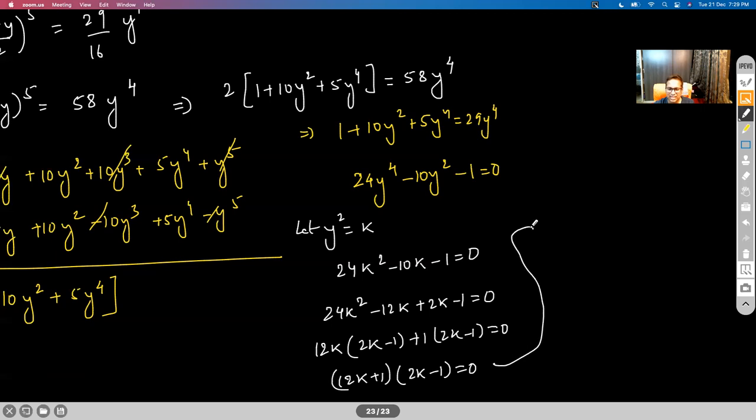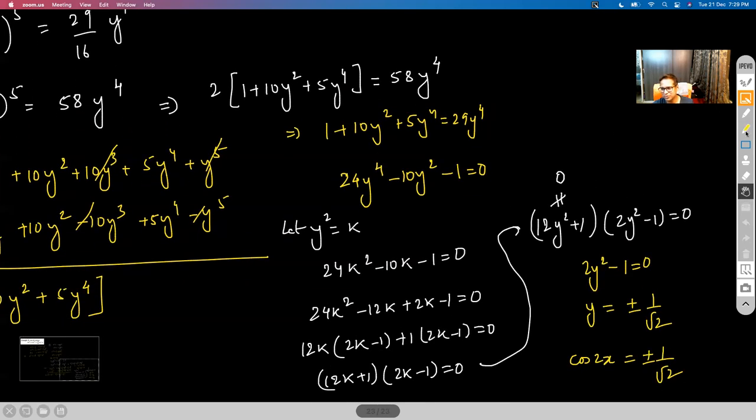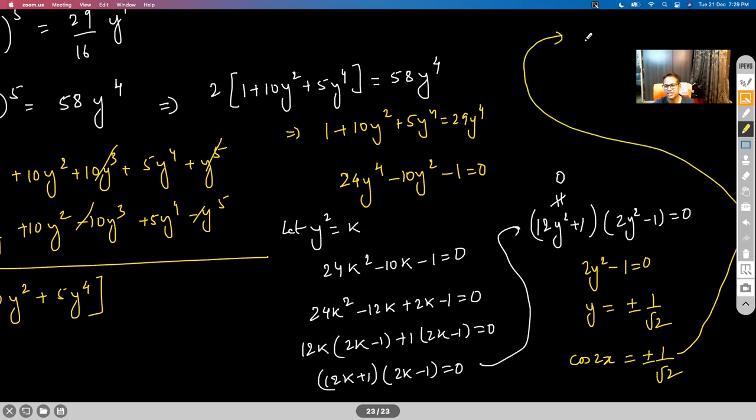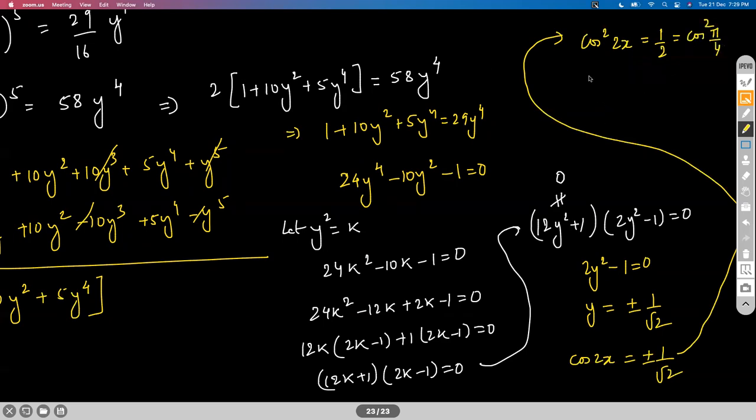Okay, so this is as good as saying (12y square plus 1) times (2y square minus 1) is 0. Remember, the first factor cannot be 0. That means the only possibility is that the second is 0, which means y is equal to plus minus 1 by root 2, which means cos 2x is plus minus 1 by root 2. Now, I'm sure you can easily write down the solution. This is as good as saying cos square 2x is equal to half. Half is cos pi by 4 whole square. So that means 2x is equal to n pi plus minus pi by 4. So x is equal to n pi by 2 plus minus pi by 8, n belonging to integers. So this is going to be your answer to this question.